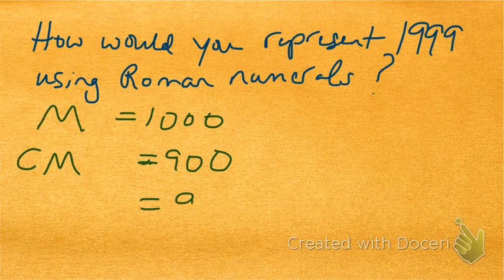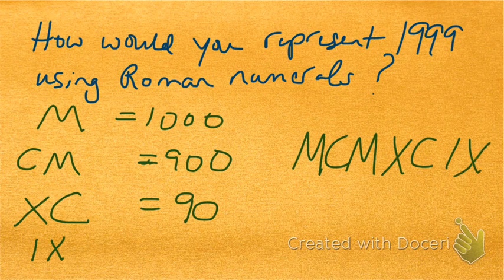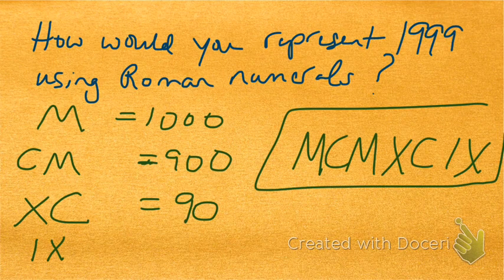As for a 90, I can't use 9 of those X's. I can't use an L and 4 of the X's. You never see more than 3 of the same thing. But I can take 10 away from 100. Since I'm taking it away, I'll put the X in front of a C. As for the 9, we won't have 9 of those I's. We won't have a V and 4 I's, because we'll never see more than 3 of the same thing, but we can take 1 away from 10. So we'll put an I in front of X. If we put this all together, that's MCM XC IX. Ooh, it is a foreign language. The end.